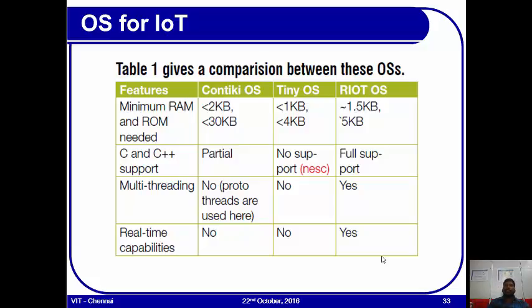Table 1 gives a comparison between these existing operating systems. Minimum RAM and ROM less than 2 KB with respect to TinyOS, 1 KB RAM, not RIoT, at the order of 1.5 KB. Support, partial support, no support: TinyOS works only with NesC. Full support with respect to IoT. We have partial support with respect to Contiki OS. Multi-threading support is available only in RIoT. So RIoT supports real-time capabilities.